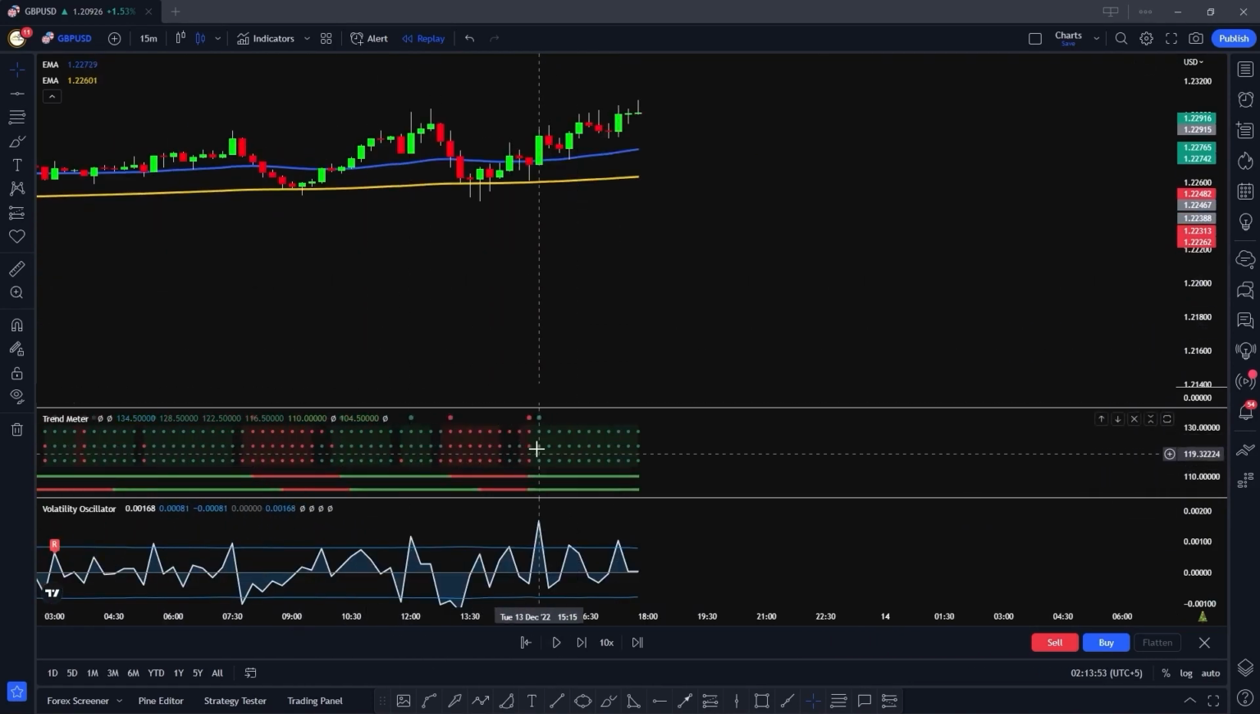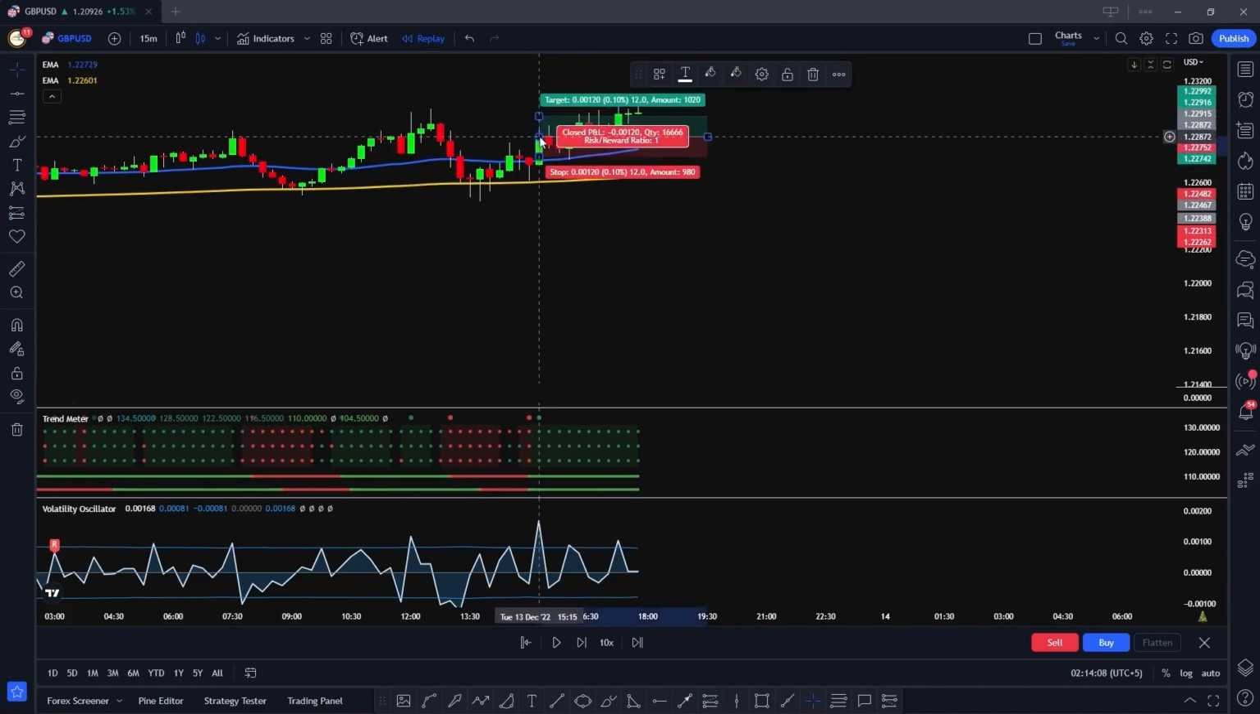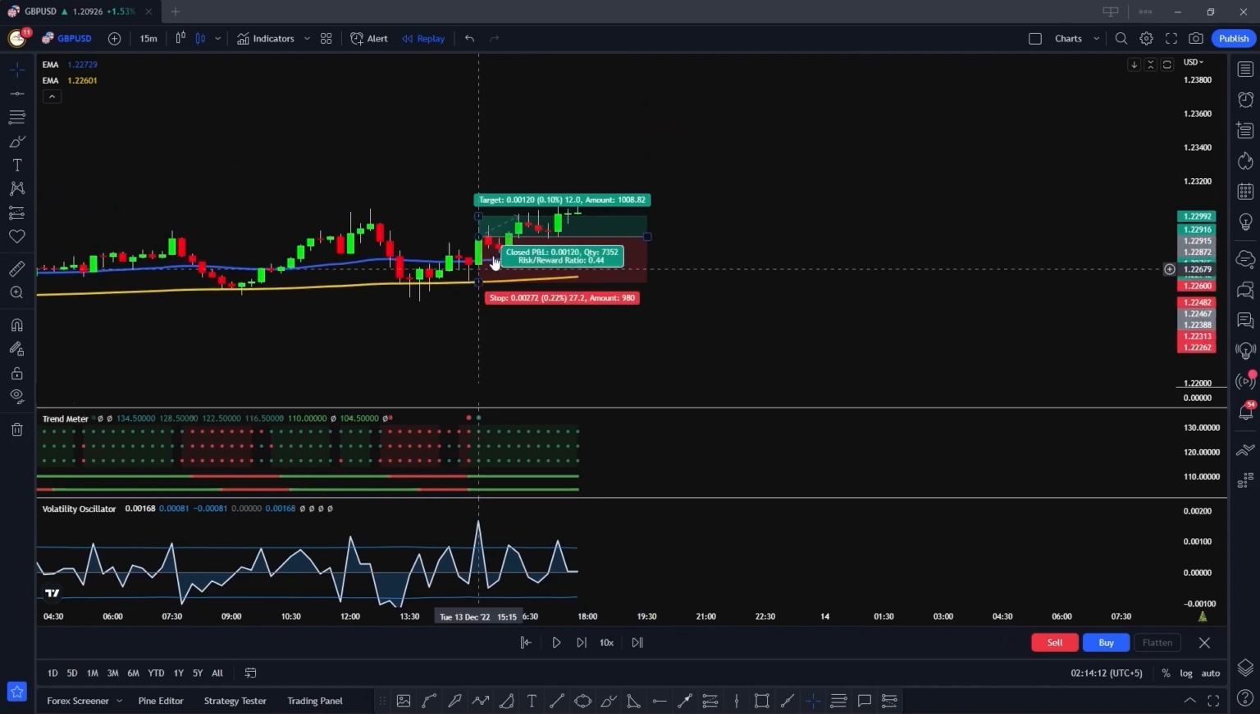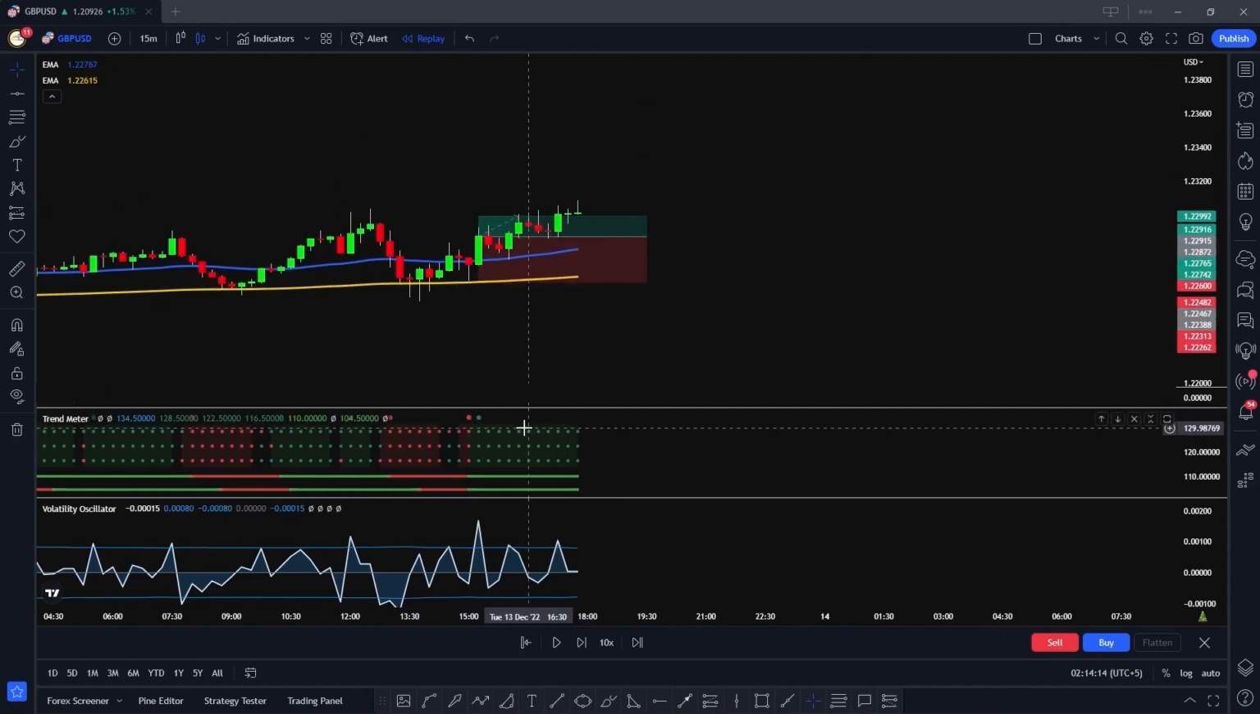So again, here you can see the formation of these 4 green dots, and also both these lines are green. And this white line is also above this upper line. So we'll open a long position at the close of this bullish candle. And we'll put our stop loss at the last swing low. And now in order to exit the trade, we'll wait for the formation of a red dot here.